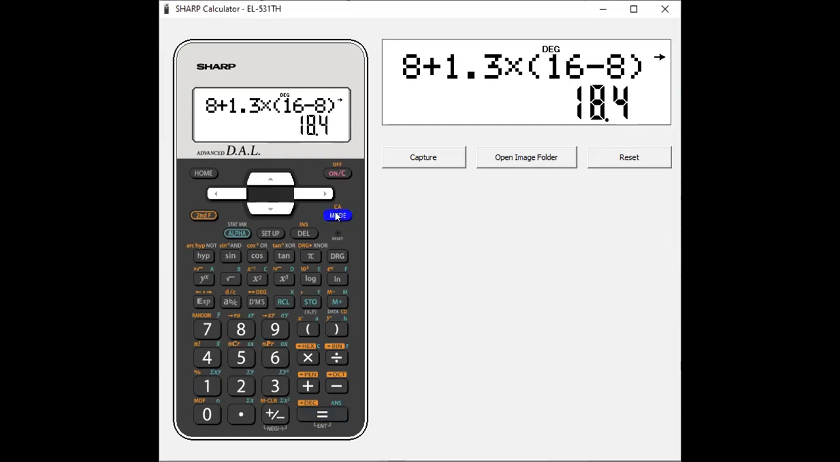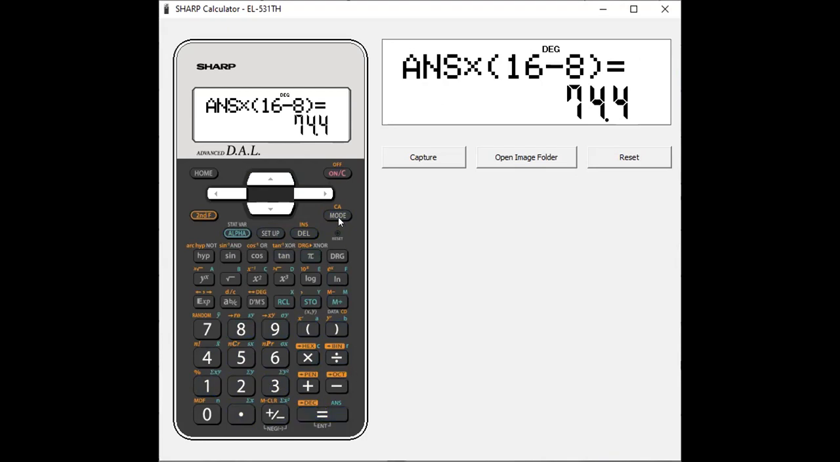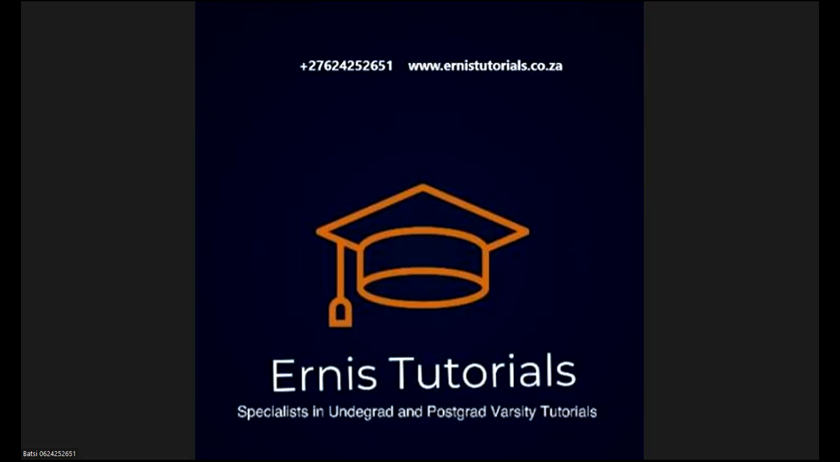Some students will make this mistake. Some students will say 8 plus 1.3. They'll get the answer. Then they'll say times 16 minus 8, which is wrong. It's a common mistake that you need to be careful of. Don't make this mistake, please. So just enter everything into your calculator, and then your calculator will get you the answer. So that's the cost of equity.